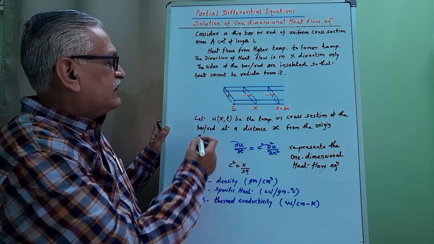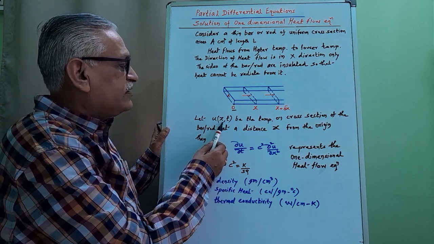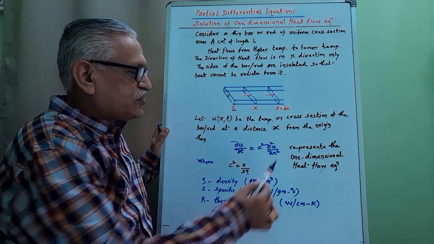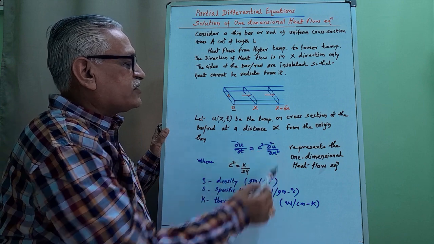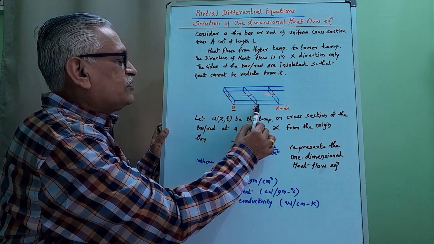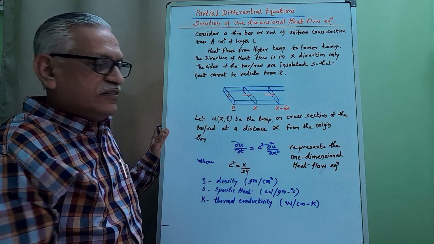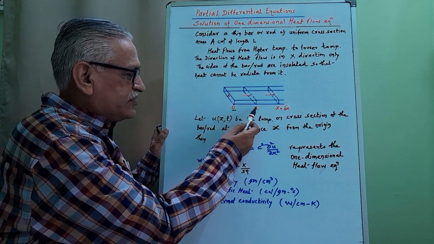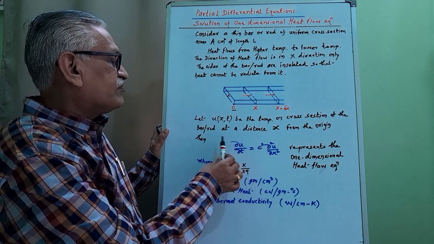L. Then let u, which is a function of x and t, be the temperature of cross section of the bar or rod at a distance x from the origin. Therefore, this is the distance between 2 points. One is at origin and the second point is at a distance L.